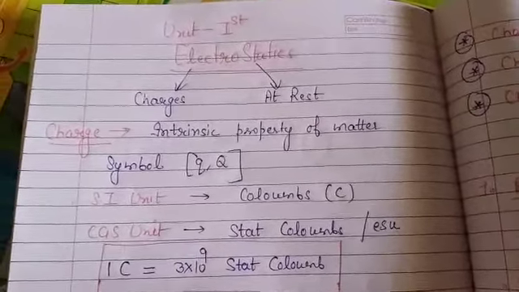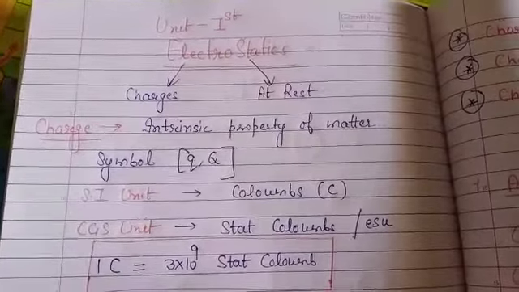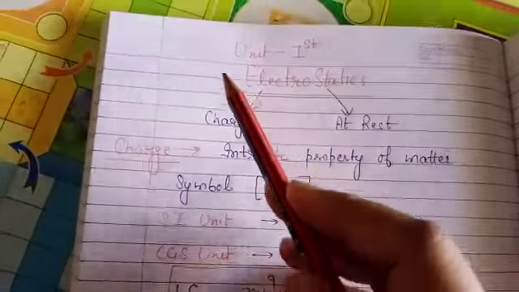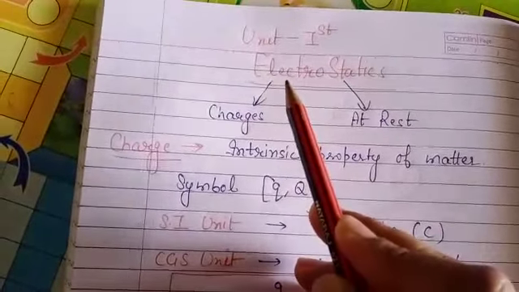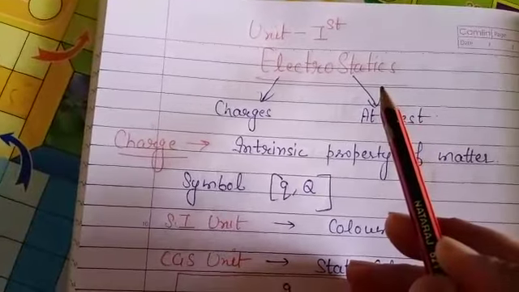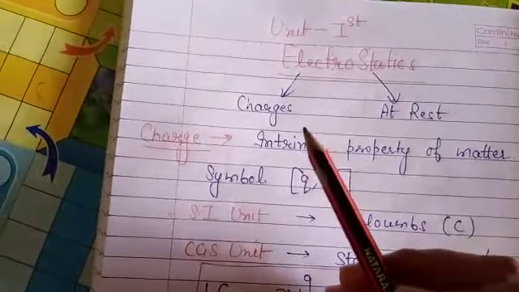We are just going to start our first unit of physics, that is electrostatics. Firstly, we'll talk about what is electrostatics. Electro means the charges and statics means at rest. Okay, then we further move.